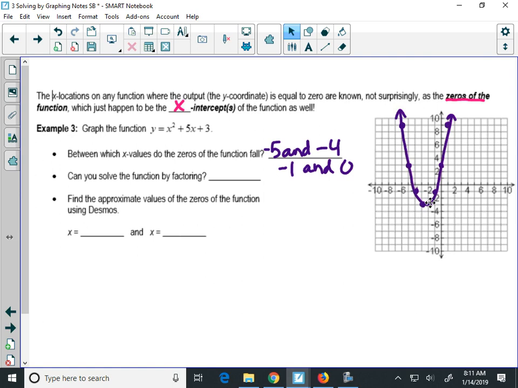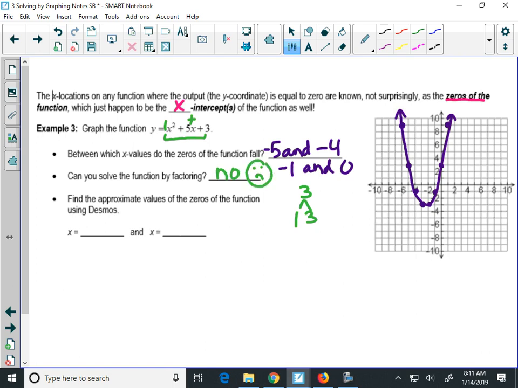Now let's see if we can solve this by factoring. So let's look. I would need you to split the middle. Need two numbers that multiply to 3 and add to 5. The only factors of 3 are 1 and 3, and those add up to 4. So it looks like that quadratic is prime, and I cannot solve by factoring. So the only way we can solve this quadratic is by using Desmos to approximate our zeros.